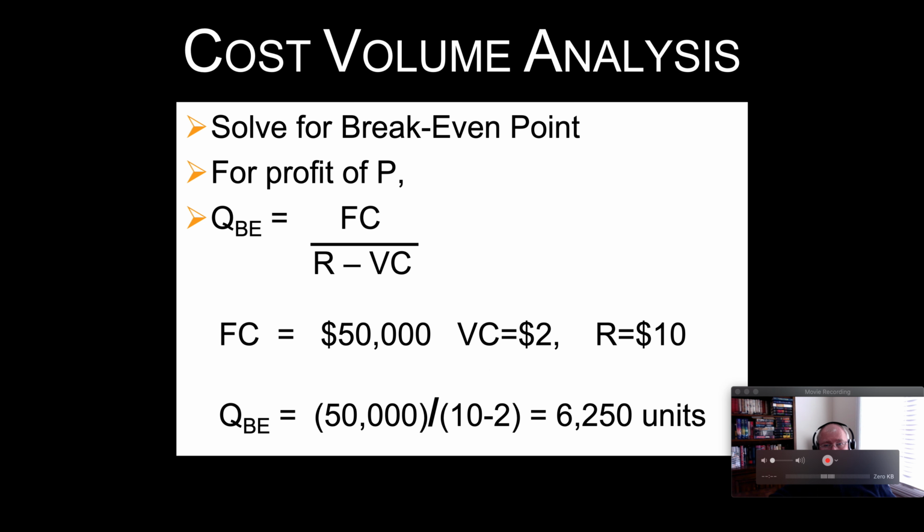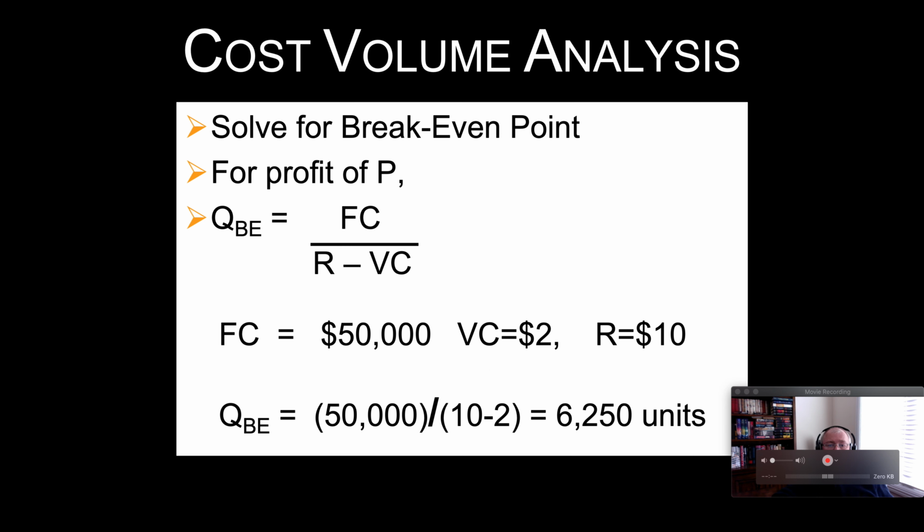How do you solve for the break-even point? Obviously, it'd be nice to know what that is. So for a profit of P, the break-even quantity is equal to fixed cost divided by revenue minus variable cost. So let's suppose that for whatever circumstance we're in, we have a fixed cost of $50,000. We have a variable cost of $2, and we have revenue of $10. Now those are $2 per unit and $10 per unit.